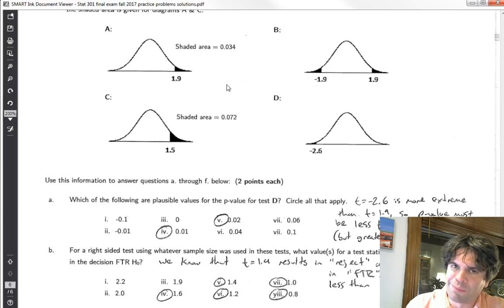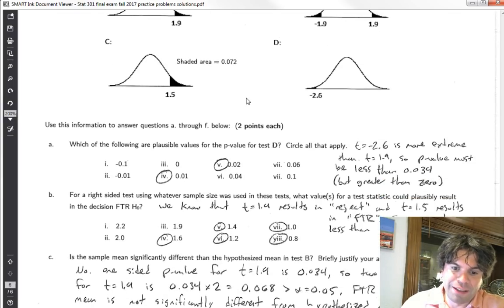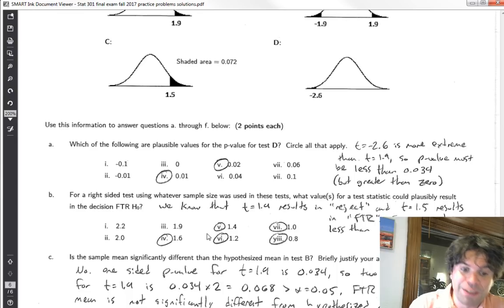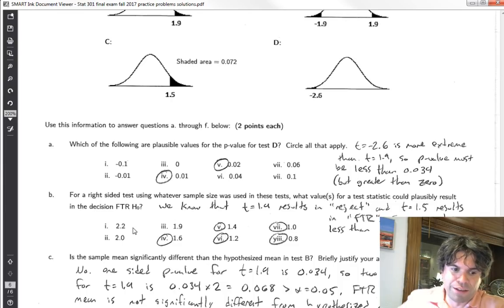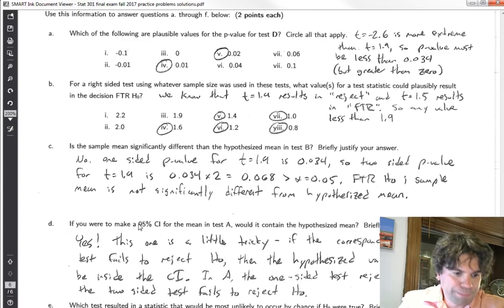It's looking like 1.6 is probably going to result in fail to reject the null, but at least it's plausible that it does. I don't say absolutely definitely, but plausibly, yeah, 1.6 could do it. And then all the ones that are smaller, 1.4, 1.2, 1.0, 0.8, these are all test statistics that are smaller than this one, which we know results in fail to reject the null, and so these statistics must also result in fail to reject the null.